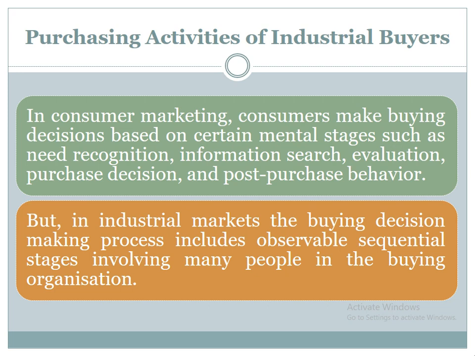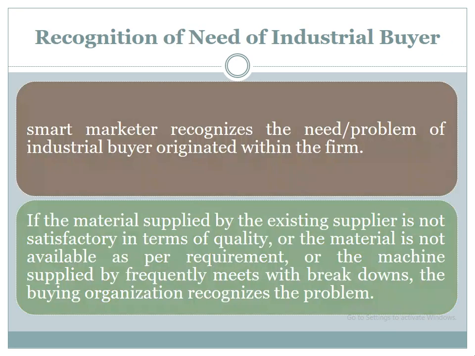So Robinson in 1967, with the help of Faris and Wind, developed a process of buy phases, which had 8 steps in the buying decision process in industrial markets. Now we will elaborate those 8 steps. So first, recognition of need by the industrial buyer.